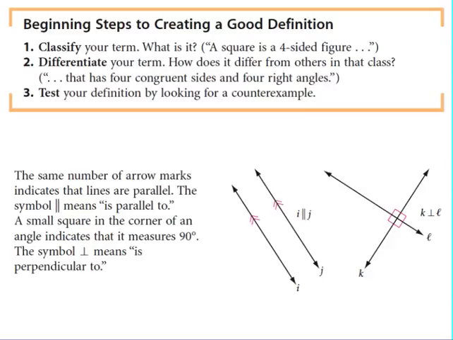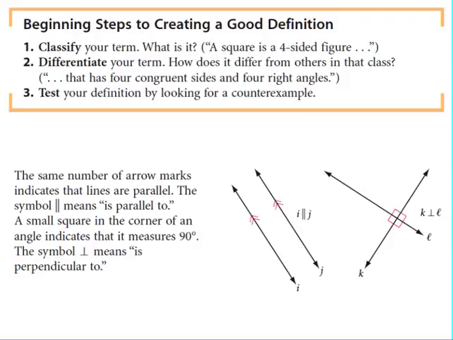So now with that in mind, I want you to look up here, and we're going to go through this table as to what are some steps to create a good definition. The first step is to classify your term. So what is it? Notice a square is a 4-sided figure, and eventually we'll even learn that it's a quadrilateral, a fancy name for a 4-sided figure. Differentiate your term. How does it differ from others in that class? It has 4 congruent sides and 4 right angles. And then test your definition by looking for a counterexample.